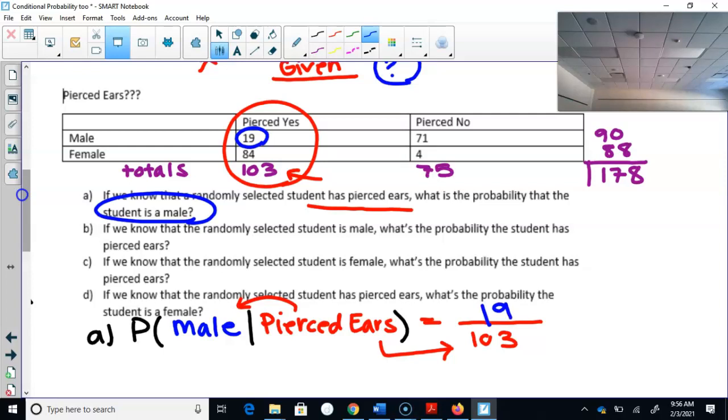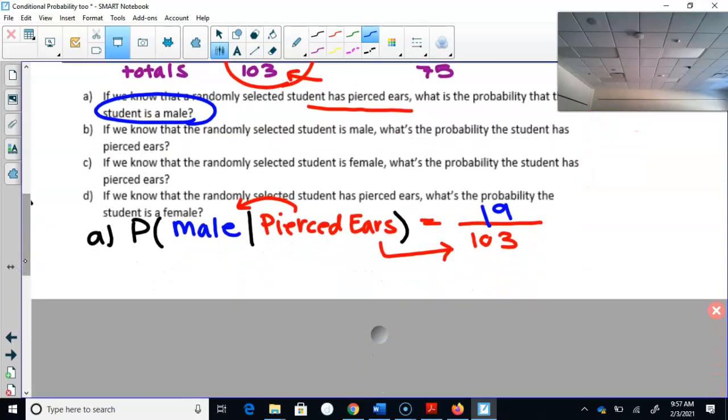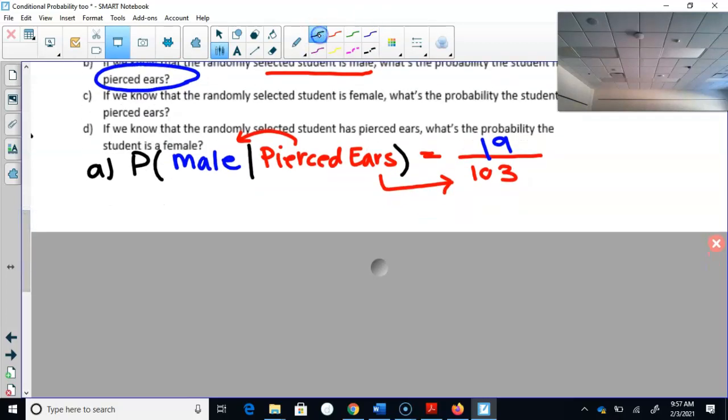Moving on. Let's try another one together. Next one. The question reads, if we know that a randomly selected student is male, so now in the hat is all the males, what's the probability the student has pierced ears? Let's rewrite this, ladies and gentlemen. The question is now, what's the probability that they have pierced ears given they are male?